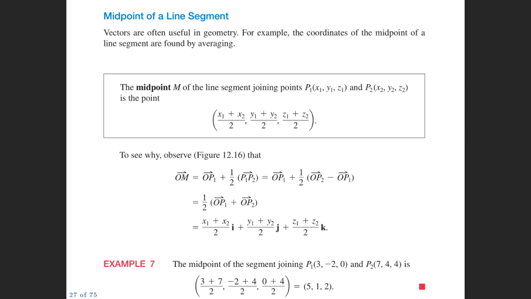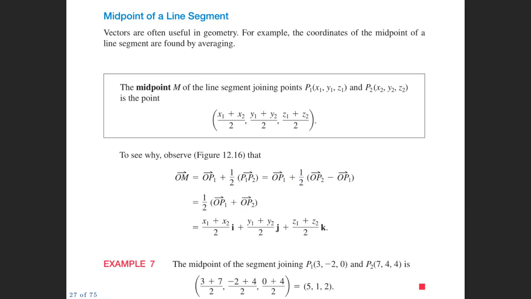Vectors are often useful in geometry. For example, let's say we want to calculate the coordinates of the midpoint of a line segment. All we need to do is to take the average of the endpoints. If I have a point P1 and another point P2, and then I have a line joining them together, the midpoint, let's call that M, is just the average of the coordinates of P1 and the coordinates of P2.